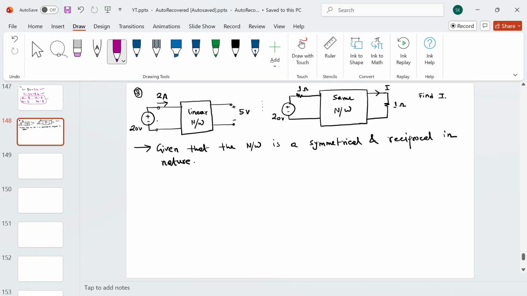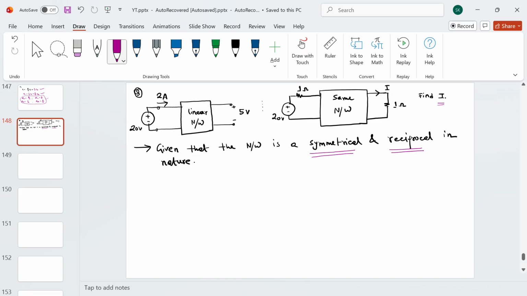So the input voltage given for this linear network is 20 volt and the input current is 2 ampere, and the open circuit voltage is 5 volt at the output terminal. And the same network has been reconnected with a voltage source of 20 volt and 1 ohm at the input and 1 ohm at the output, and you have to find the current flowing through the 1 ohm resistance. And two important things are given. The linear network I am considering is symmetrical and reciprocal in nature.